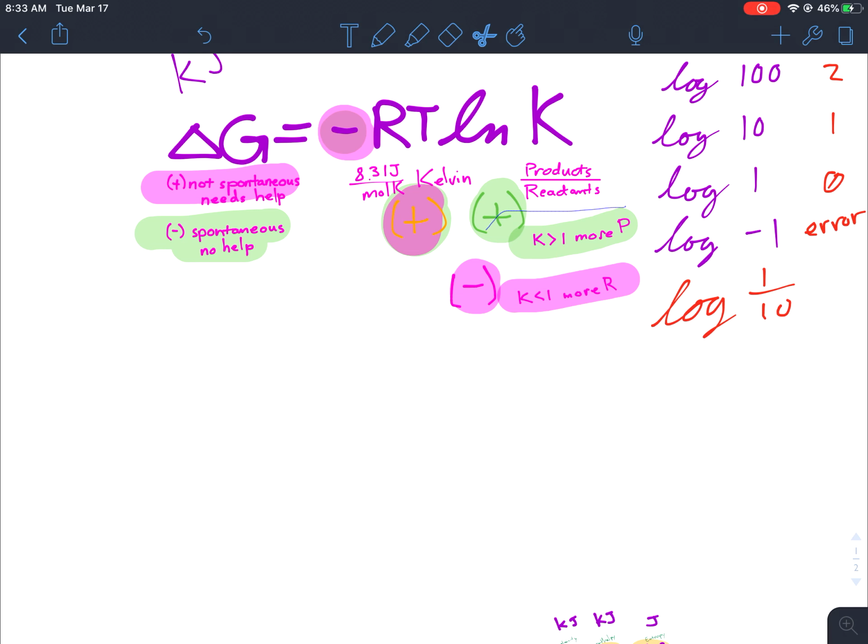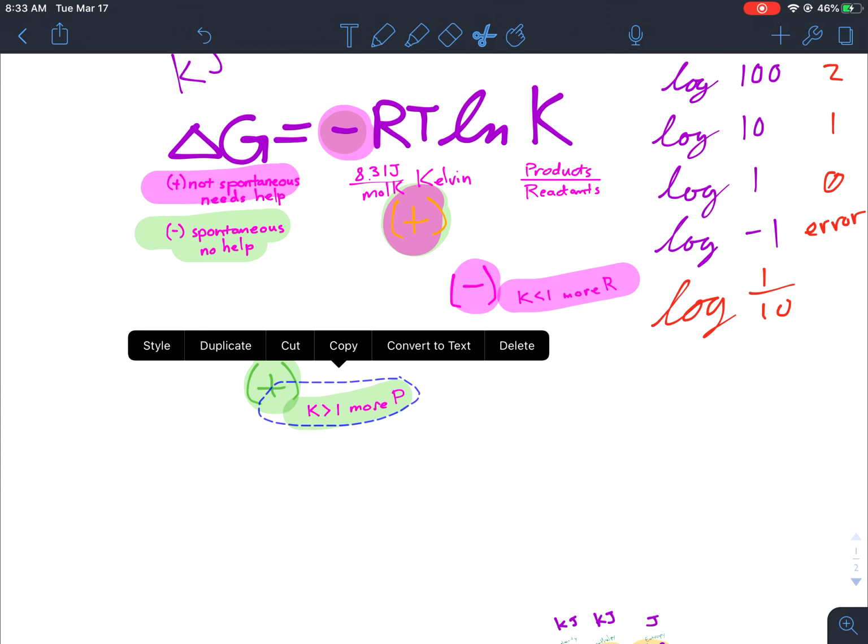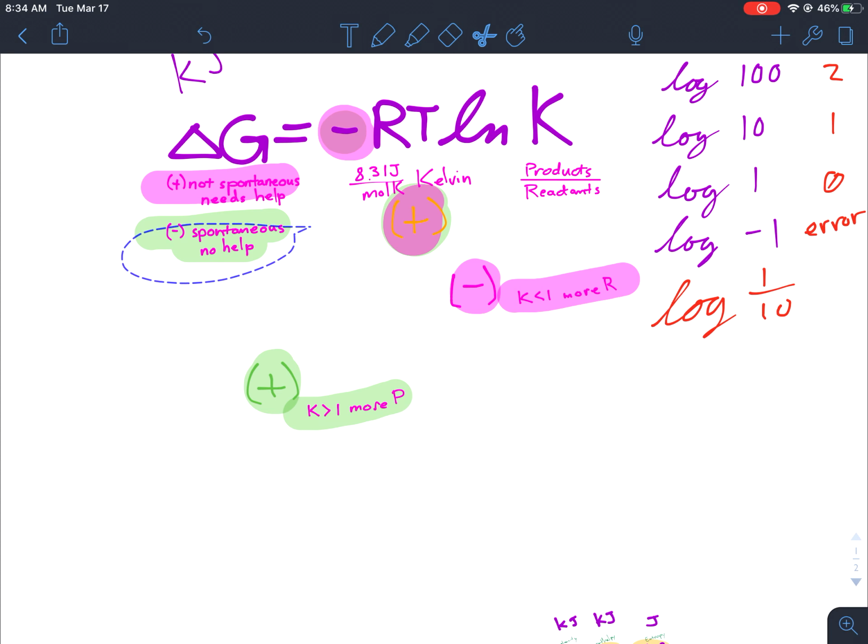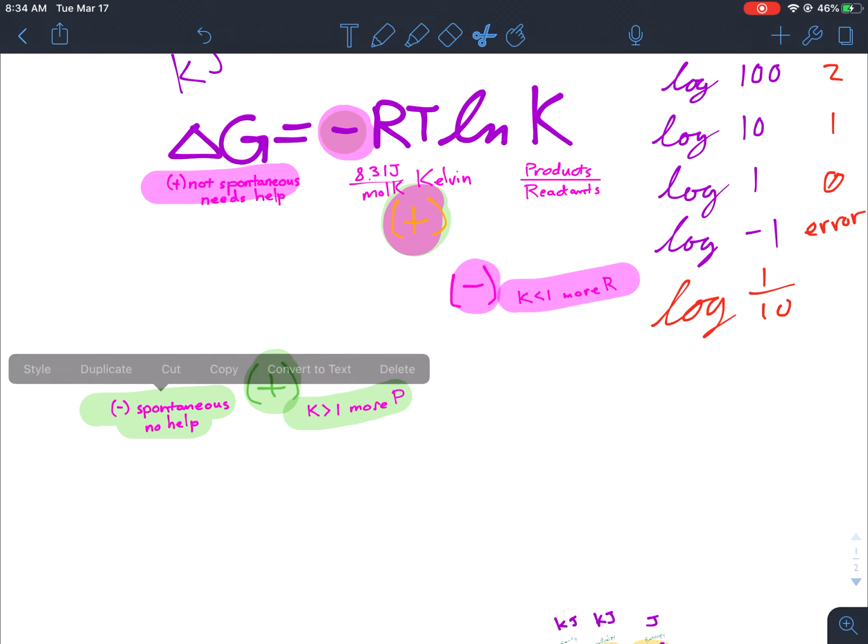Okay, let me try to show you. If I have a positive K, I have a negative delta G. In other words, I am spontaneous. I don't need any help if I produce a lot of products. That makes so much sense to me because think about this. Think about the other side.